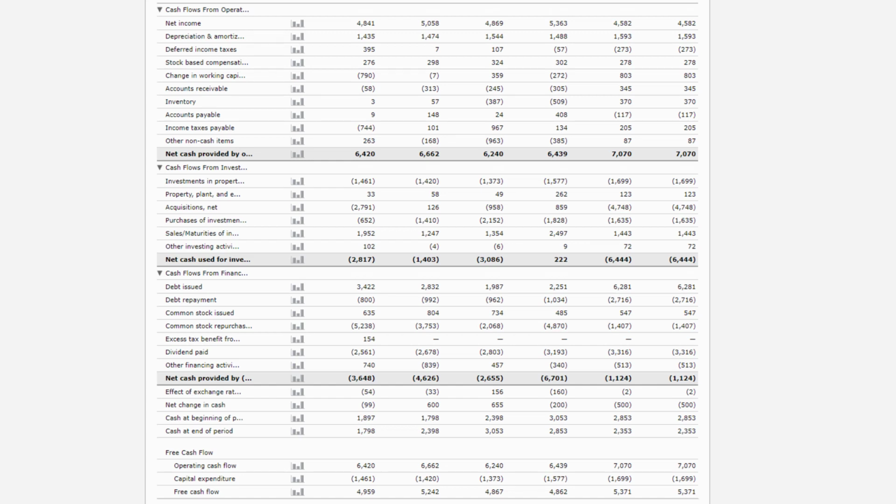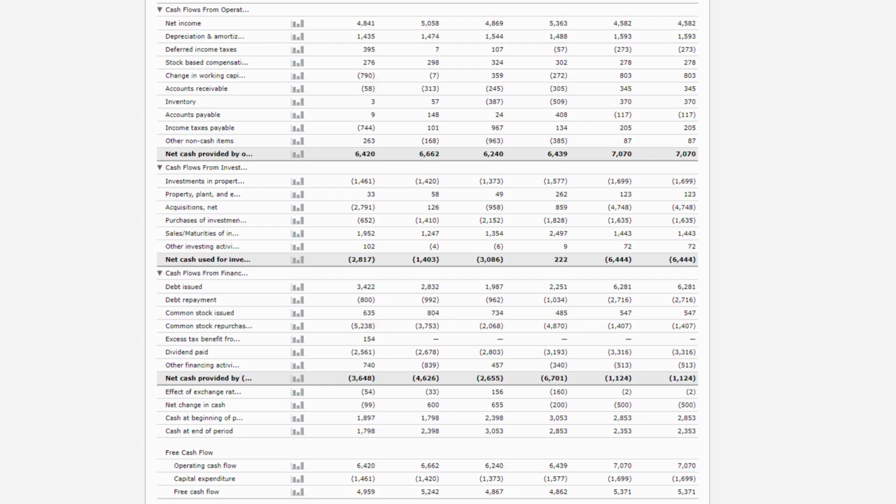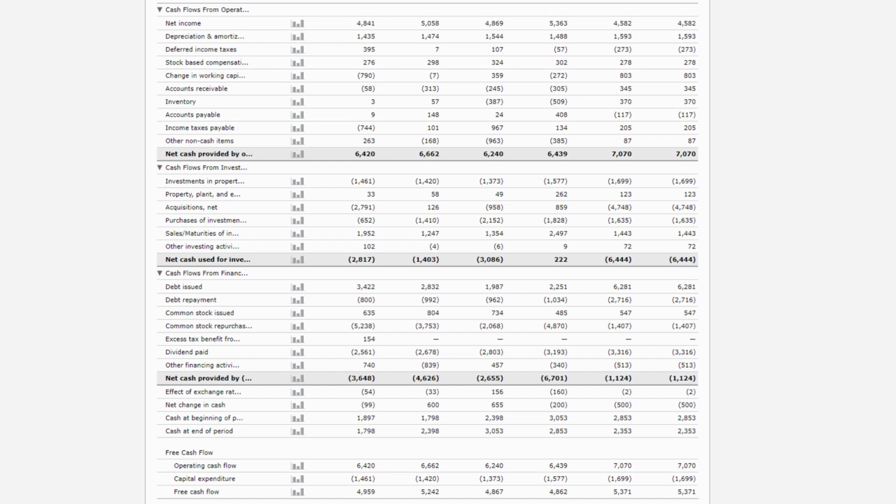Then we have cash flows from investing. This includes capital expenditures going out, acquisitions also going out, and divestments coming in. This should be negative. It means they are investing into the future. Then thirdly, we have cash flows from financing. That can be debt flowing in, repaying debt, flowing out, or paying dividends, also flowing out. The cash flows from financing should also be negative because it means they're paying down more debt than they are taking on.